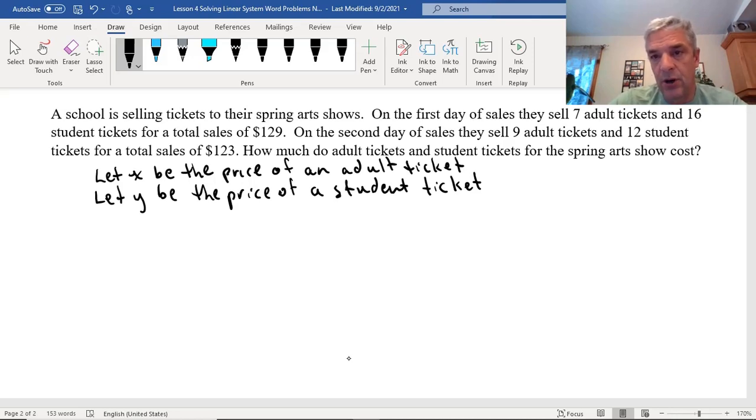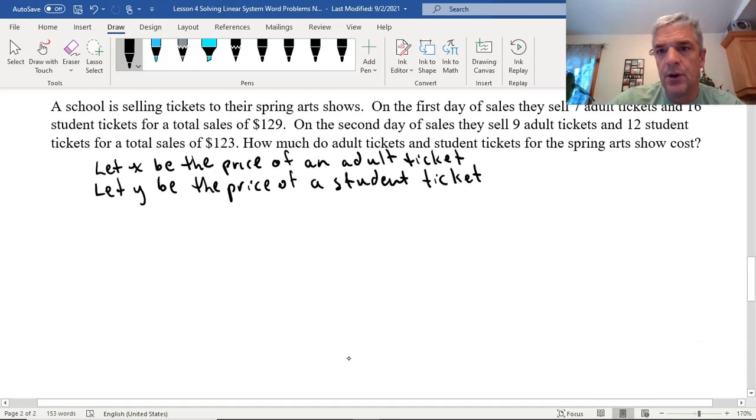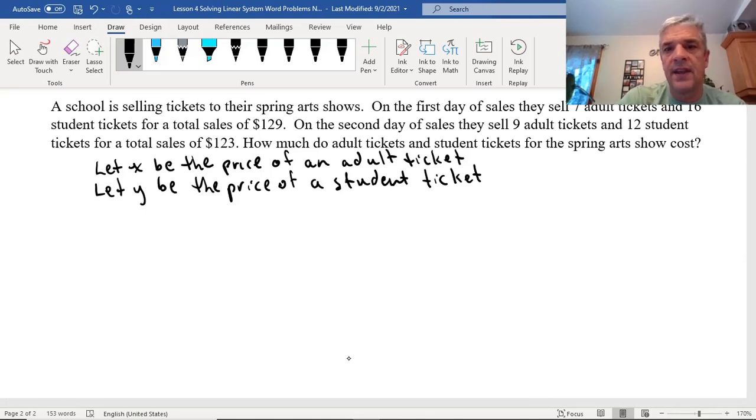Now, the real challenge here comes from identifying the two equations that need to be solved, okay? So I have 7 adult tickets and 16 student tickets, so I think of day one. This is day one sales, and I'm going to call this D1, because it stands for day one. So you notice that I'm using names now that reflect what the information in the question is, and this helps me sort things out in my mind.